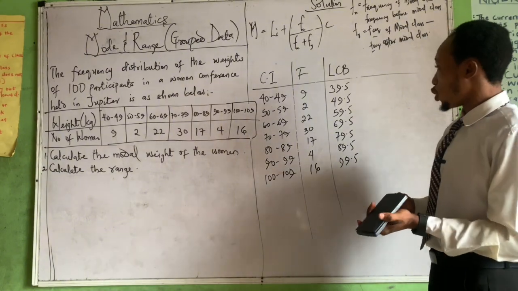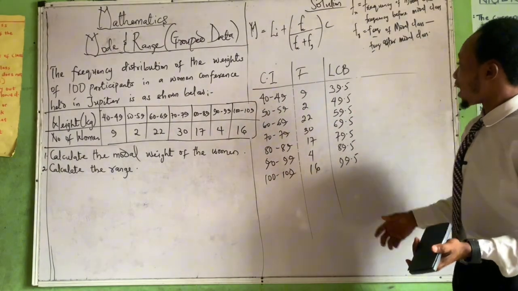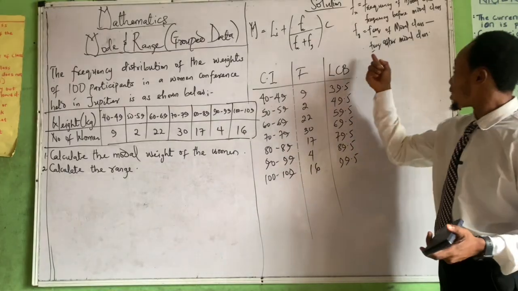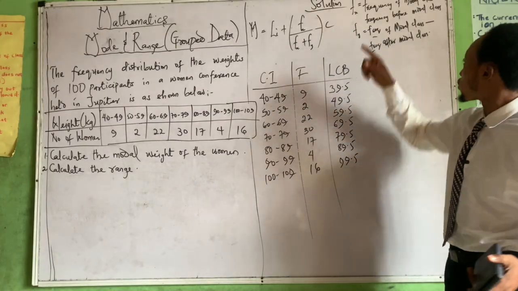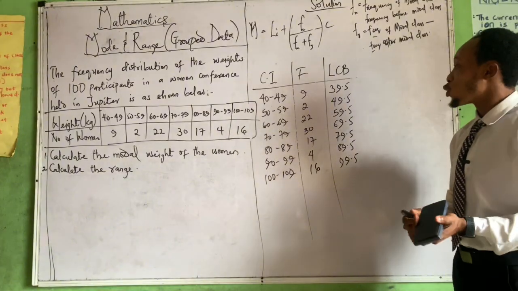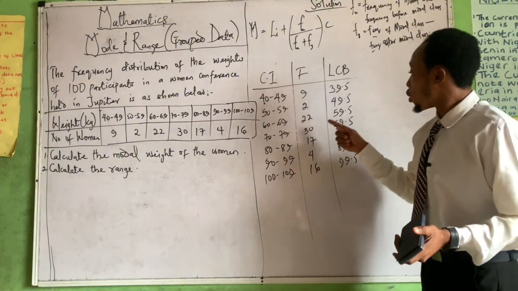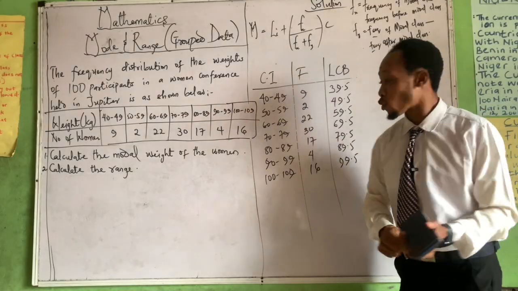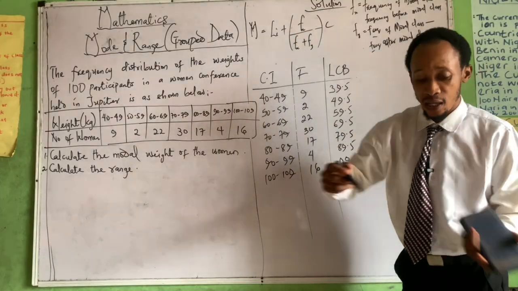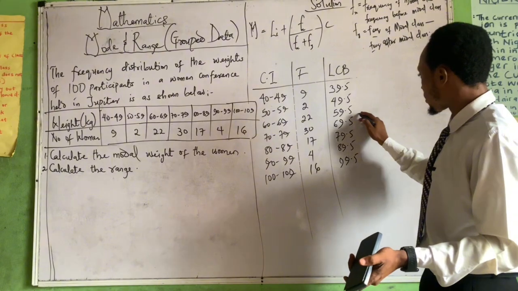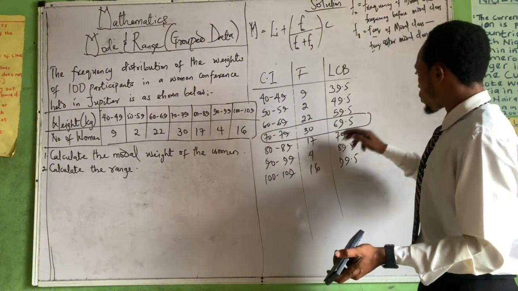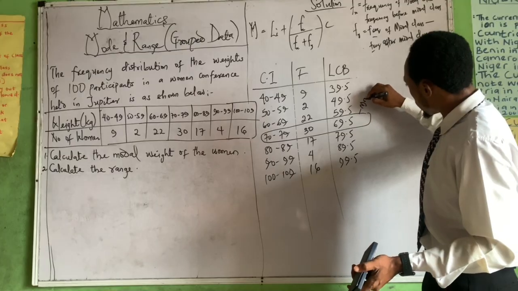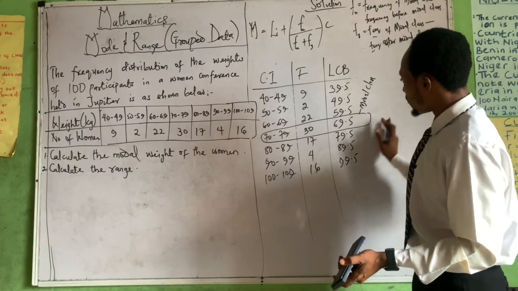All right, so that's all for that. Now we can start applying them to our formula. But for that, we need our modal class. So how do we get our modal class? Very simple. Your modal class is the entire class with the highest frequency. Don't forget, for ungrouped data, it is the score with the highest frequency, but here it is the class that we are working on. Since this class has the highest frequency, everything here is the modal class.